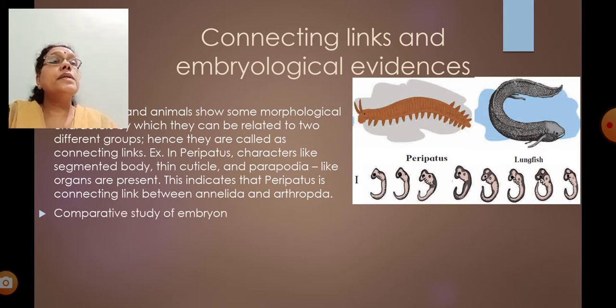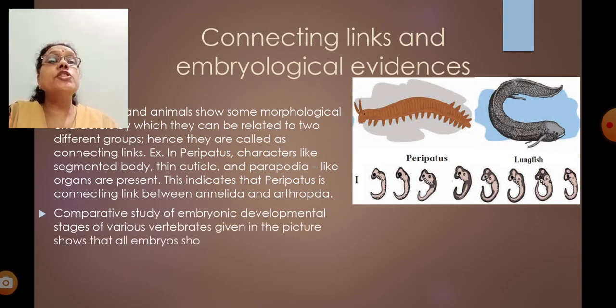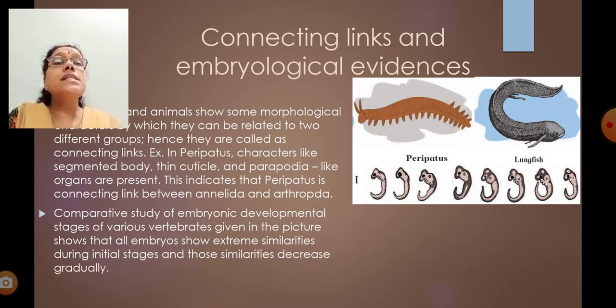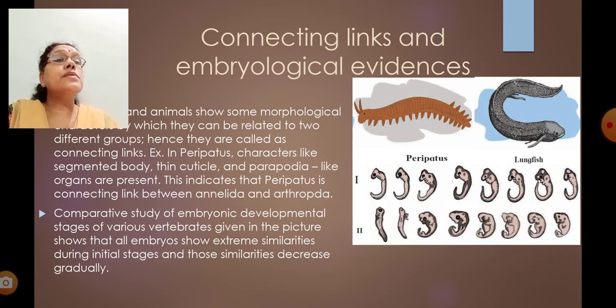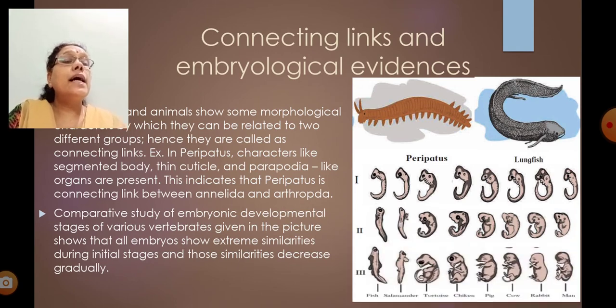Here you can see the picture of both peripatus and lungfish. A comparative study of the embryonic development stages of various vertebrates given in the picture shows that all embryos show extreme similarities during the initial stages, and those similarities decrease gradually. Here you can observe two or three pictures of embryos. The first diagram is the embryo in the beginning stage only. In the second, it is a little developed. And in the third stage, we can see it is well developed, and each embryo possesses its own structure. For example, fish, salamander, chicken, pig, crow, rabbit, man. In the third stage, we can find the structure of their parents. But in the first stage, almost all the embryos have the same shape. That is about the embryological evidences.